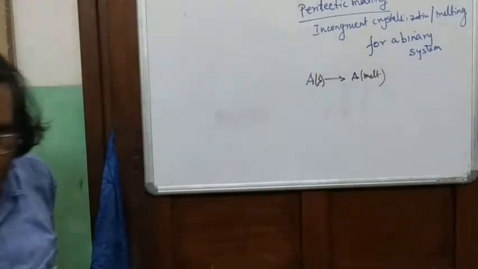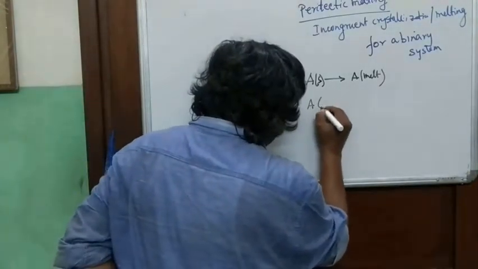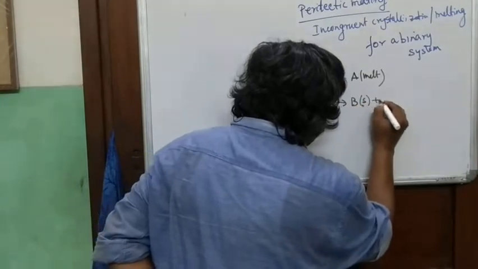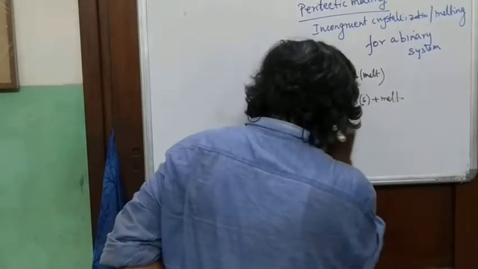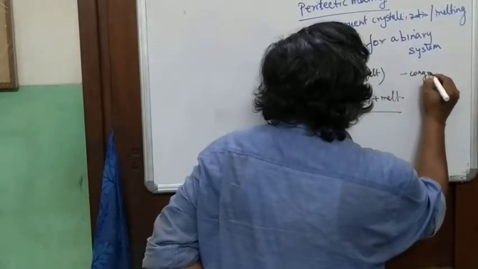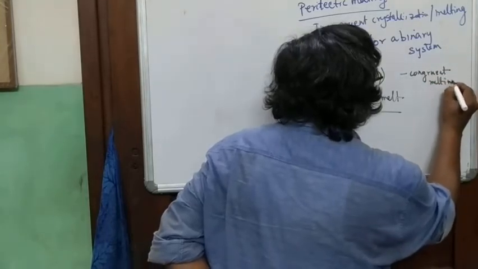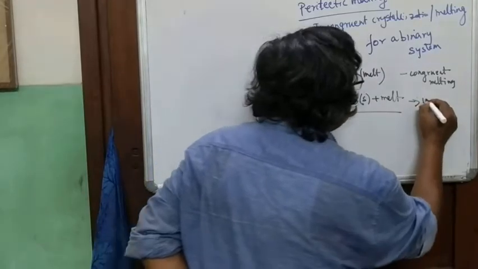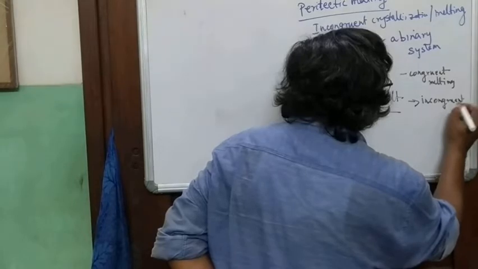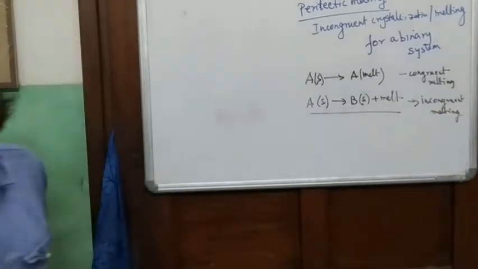But sometimes in nature, there's another thing that happens. So A solid gives you B solid plus melt. This is called congruent melting. And this is called incongruent melting.